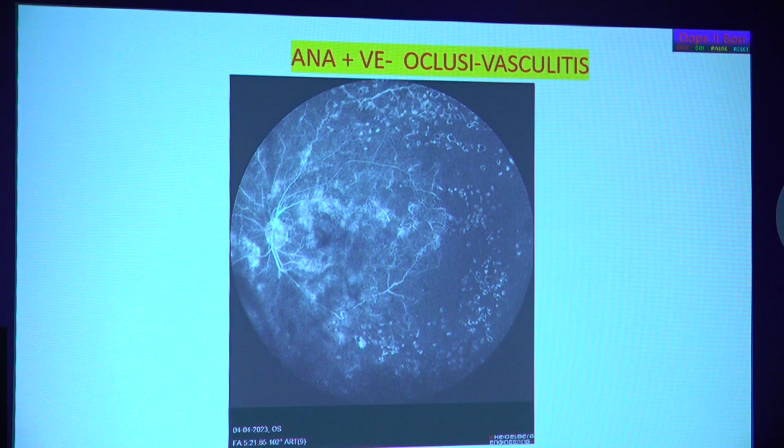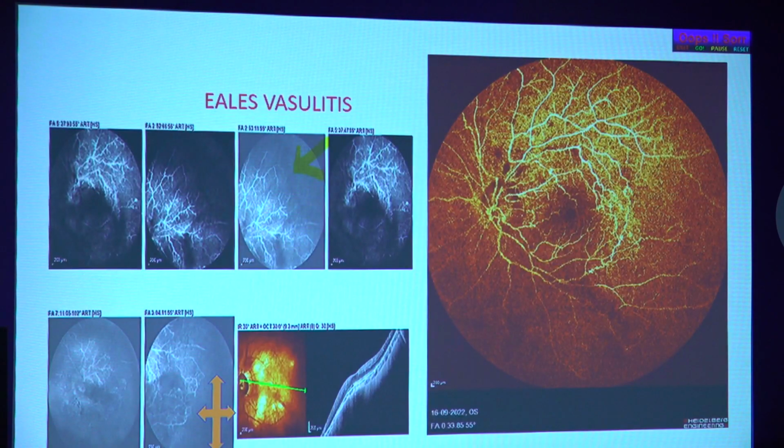Then this was an Eales-like disease. When angiography was done, this was again a vaso-occlusive disorder. So we did the whole investigations for the antibodies and all. Then she turned out to be ANA positive. Then Eales vasculitis and all these are very common.